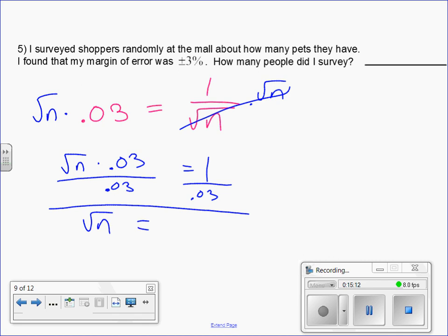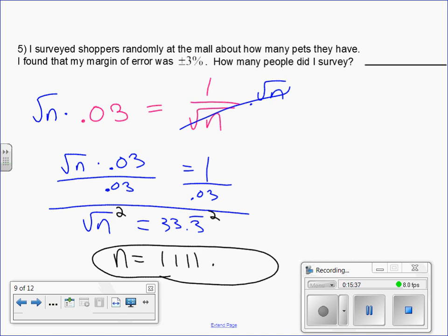I have to grab my calculator real quick. And then 1 over 0.03 is 33.3, repeating. Then you square root. No, he said then you square root that. No, square it. Then you square it. There you go. Make sure your terminology is correct. I got 1,111.11111. So that's how many people I surveyed at the mall.